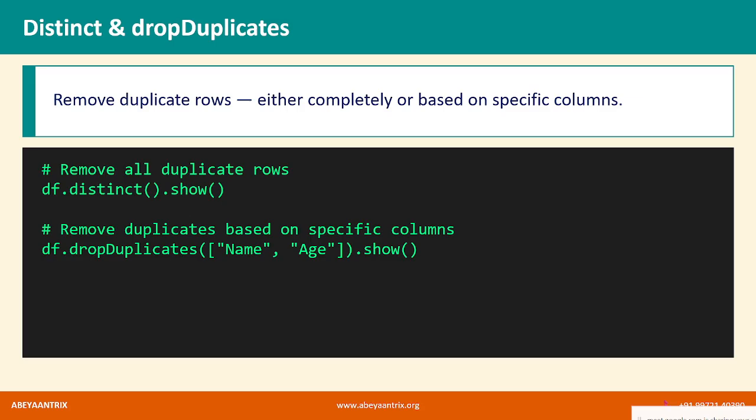df.distinct().show() will find the duplicates. If you want to drop the duplicates, you have to use dropDuplicates. Based on what? Name and age. Here you find the distinct values and all the remaining duplicate values will be removed.